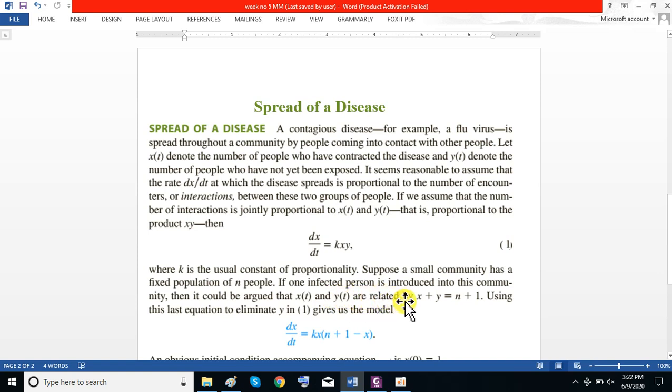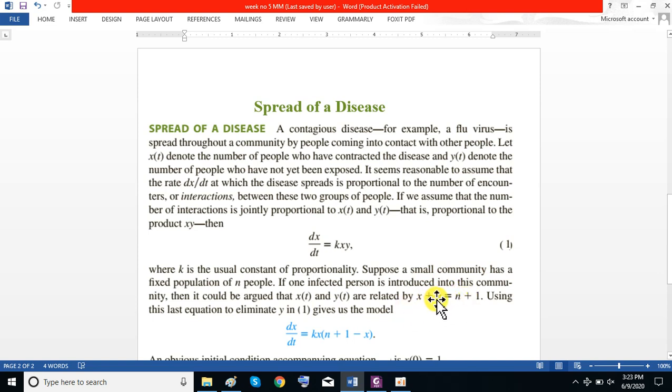If an infected person enters this community, then the infected people plus the community people add up, and we write them as n plus 1. One is the infected person, and n is the number of the population of that specific region, specific community, or specific town, and so on. Using this relation, we can find the value of y.